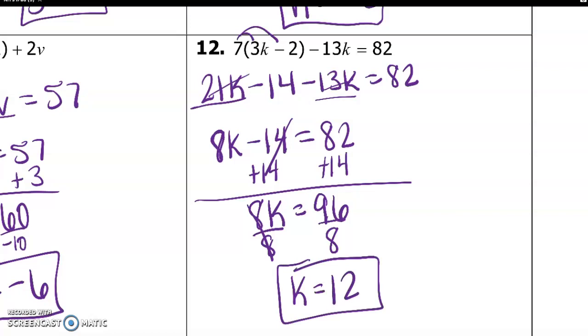So again, if you're going to type that in to check, 7 parenthesis, 3 times 12 minus 2 parenthesis, minus 13 times 12, and make sure it says 82.